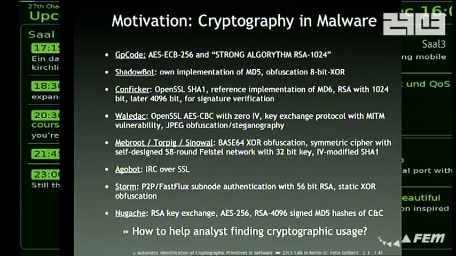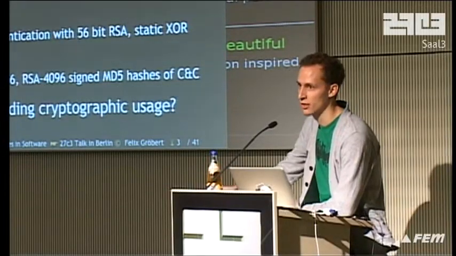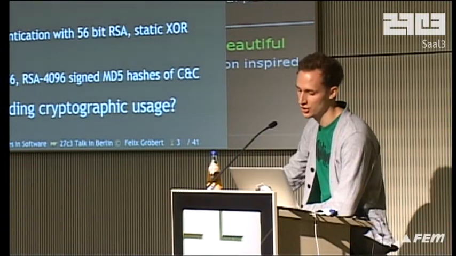Of course, there are other examples of malware, which are listed here, which use cryptography. Shadowbot has its own implementation of MD5 and also uses XOR for obfuscation. Conficker used the OpenSSL SHA-1 and also a reference implementation of the MD6 submission to the SHA-3 competition. This reference implementation of MD6, well, the implementation is out there, but it's not really a standard for SHA-3.